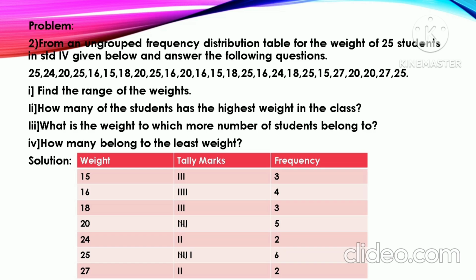So frequency, how do you calculate it? Count the weight 15 in the given data. How many times does the number 15 occur? It occurs 3 times. So in the frequency column, you have to put 3. Likewise, the remaining weights should be calculated.